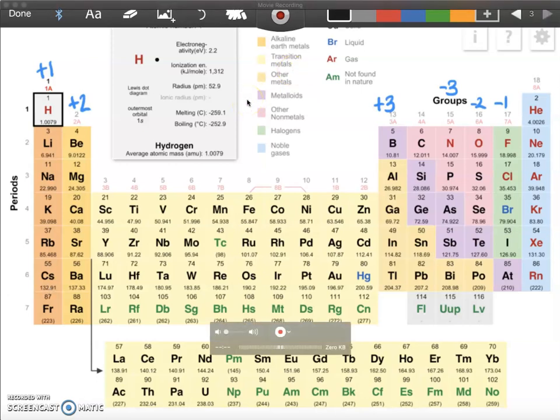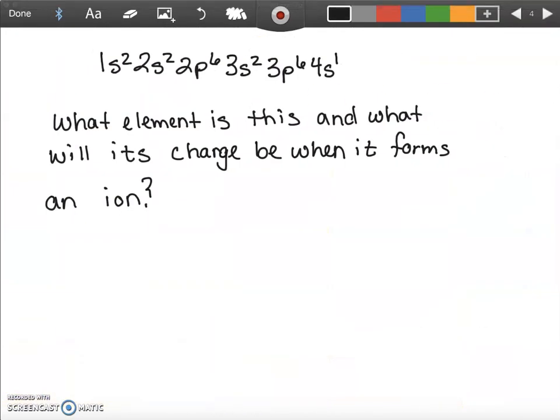Let's take a look at our first example. This is a little similar to the one that you saw in the earlier video. What element is this, and what will its charge be when it forms an ion? The electron configuration is 1s2, 2s2, 2p6, 3s2, 3p6, 4s1. You should be able to identify this element as potassium, or K. So that's the first part of the question, figuring out what element this is, and what its charge will be when it forms an ion.